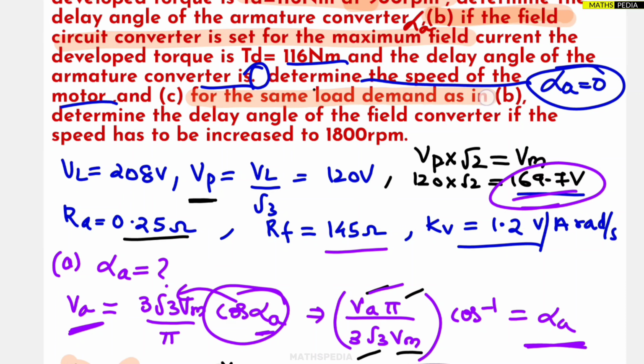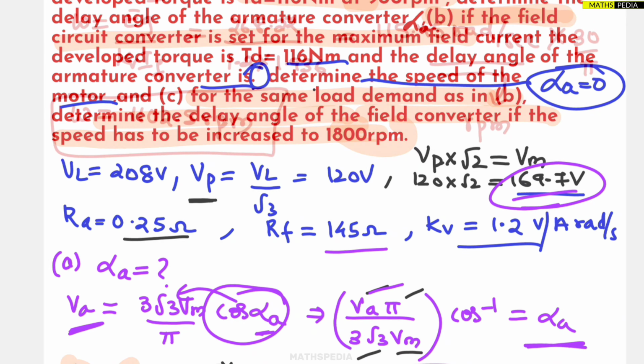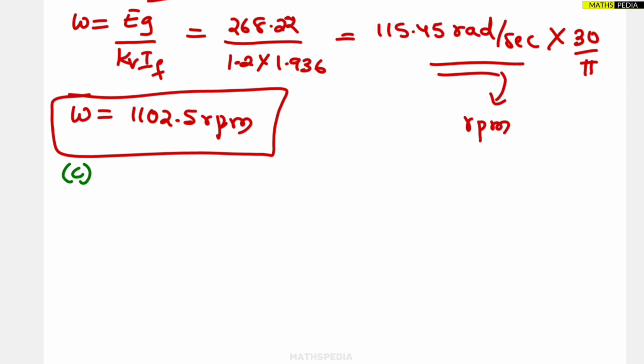For the same load demand in B, determine the delay angle of the field converter if the speed has to be increased to 1800 RPM. So earlier the speed was 900 RPM. If you observed in the first and second parts of the question, they have said 900 RPM. Now you are going to increase the speed of the motor. You have to calculate the delay angle of the field converter, alpha F. C part of the question, you need to calculate alpha F, the field converter delay angle.